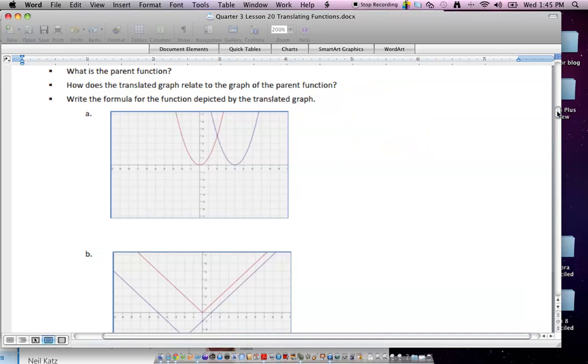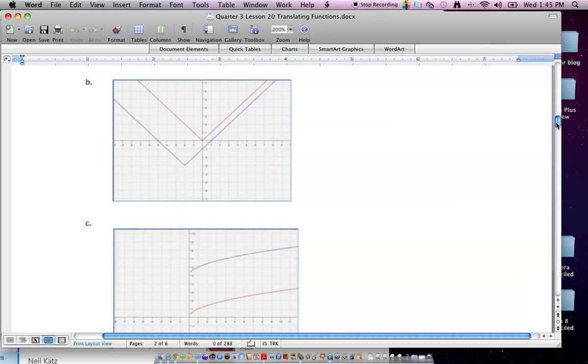Let's take a look now at the next function. The red function is the parent function. Does anybody recognize that parent function? It was the absolute value. Look, if I have a gentle u, that's the parent function of a parabola, y equals x squared. If I have a v, that's y equals absolute x. So anytime you see a v, you start thinking in terms of absolute value. So my parent function is y equals absolute x.